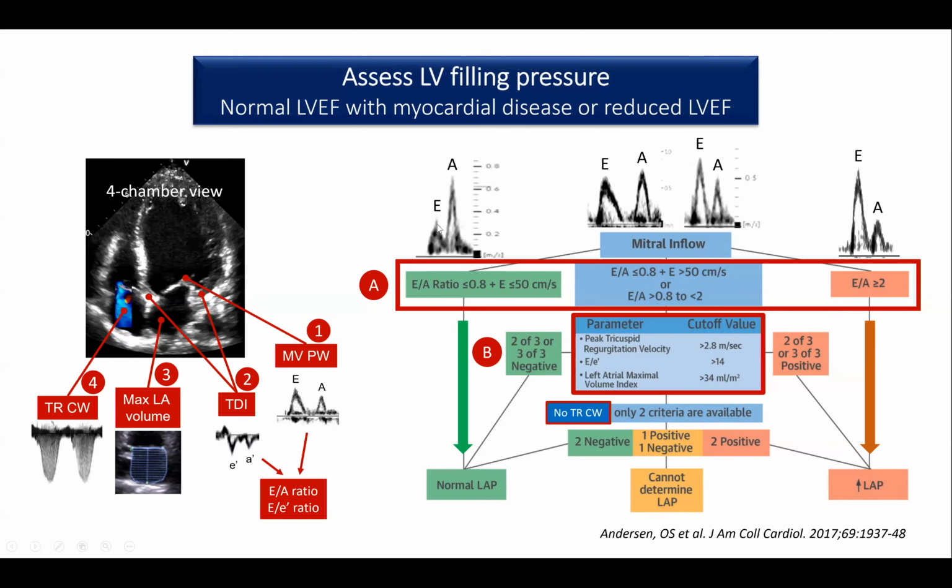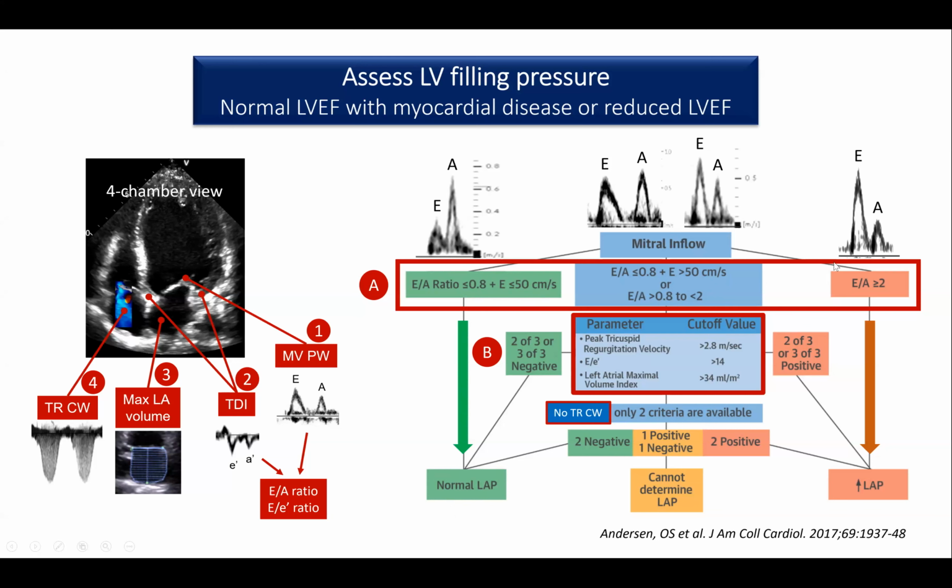If your patient has a pattern looking like this, an impaired relaxation pattern, meaning the E to A ratio less than or equal to 0.8, and the E velocity, as you can see here, is less than 50 centimeters per second, here about 35 centimeters per second. So when you have a pattern like this with really a small E, less than 50 centimeters per second, the left atrial pressure is automatically normal.